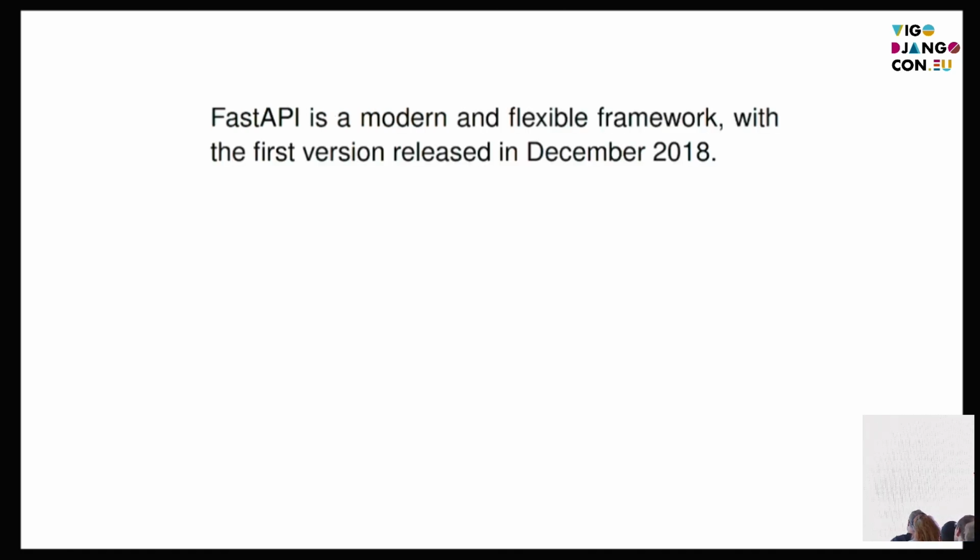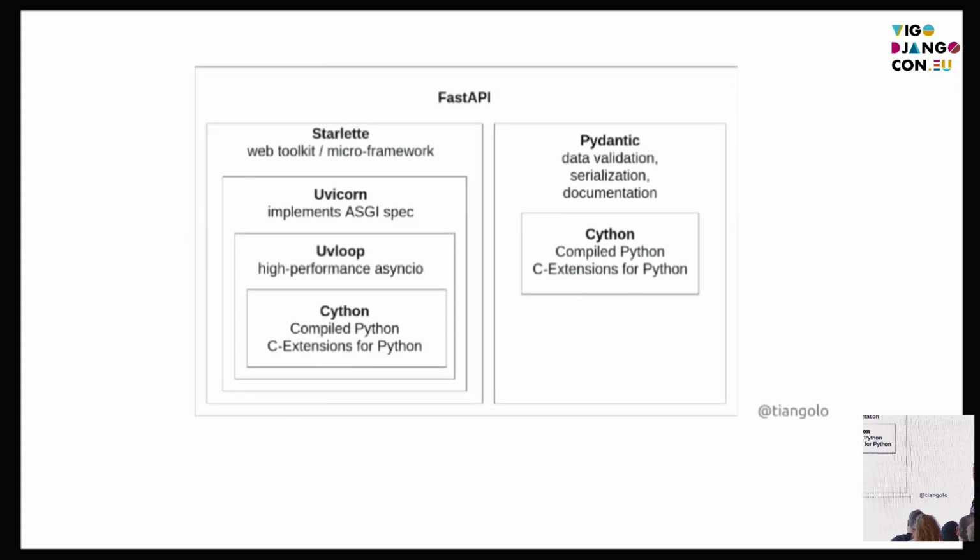It's a newer framework released in December 2018. It's modern and it's flexible. It's built on the shoulders of two giants, Starlette and Pydantic. Pydantic is a Python library used for data validation, serialization, and documentation, and Starlette is a web toolkit. What it means basically is that you can take any of its components and use them independently. Starlette uses Uvicorn and it implements the ASGI spec.